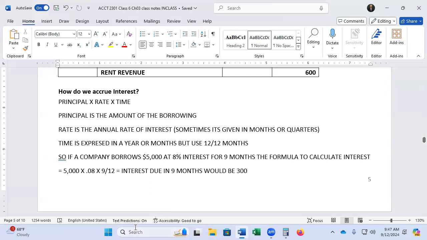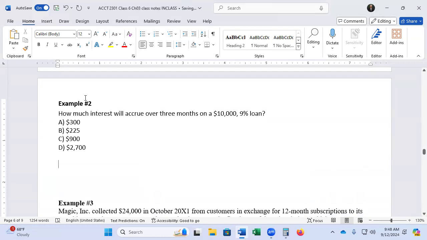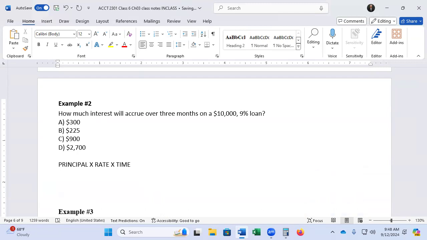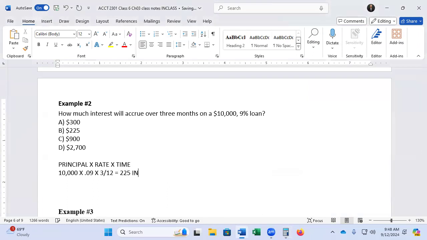Now let's jump into an example. Again, principal times rate times time. We have 10,000 principal times 0.09, and time says 3 months, so we take 3 divided by 12. So 10,000 times 0.09 times 3, and then divide by 12, and we get 225 interest.